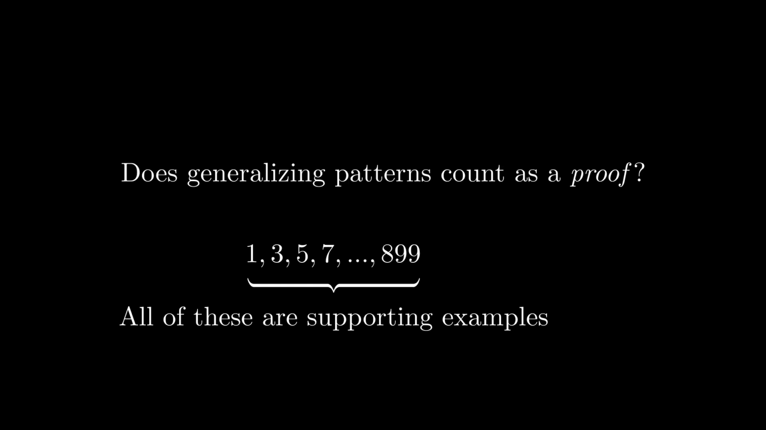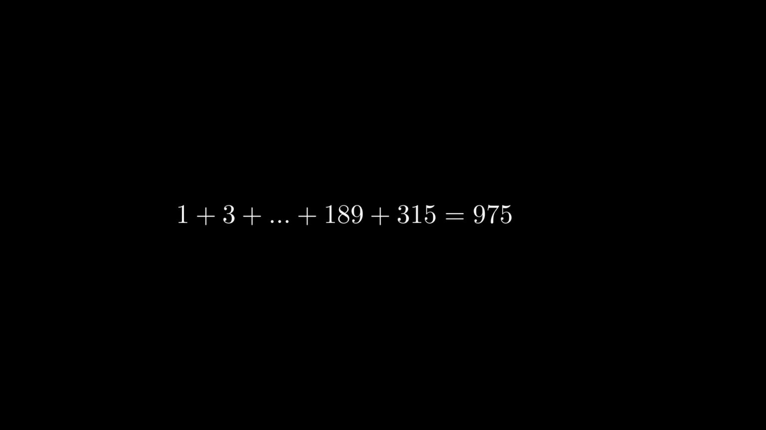Think about it this way. Despite having confirmed that the pattern holds for the first 450 odd numbers, we can't conclude from this that it will continue to work for any of the odd numbers we haven't checked yet. In fact, check out the number 945. Here are all of its proper divisors. They add up to 975, which is greater than 945. And just like that, we have a counterexample.